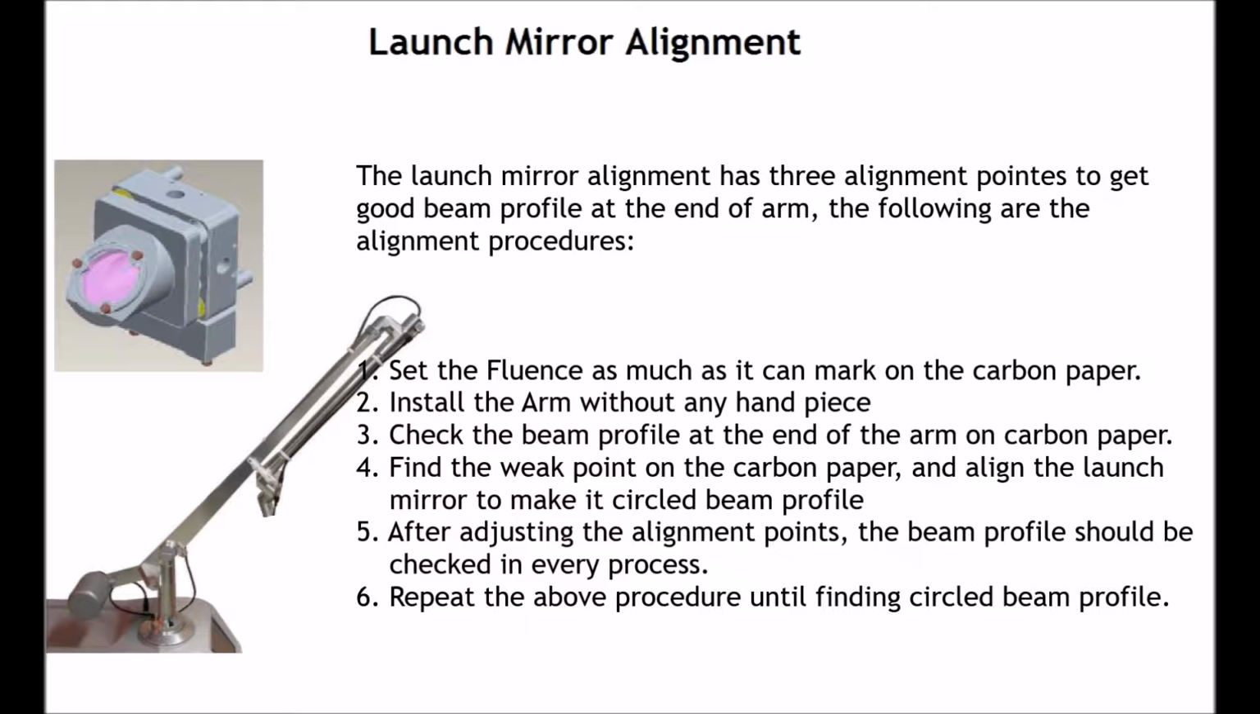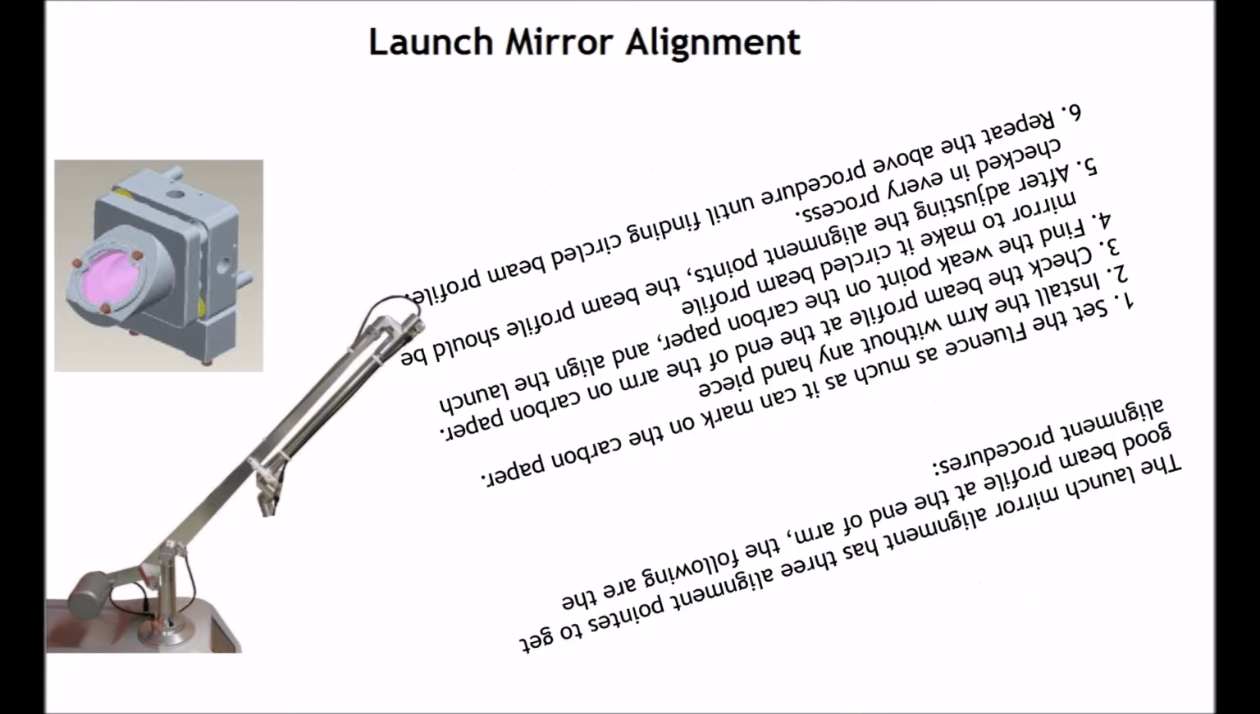3. Check the beam profile at the end of the arm on carbon paper. 4. Find the weak point on the carbon paper and align the launch mirror to make it circled beam profile. 5. After adjusting the alignment points, the beam profile should be checked in every process. 6. Repeat the above procedure until finding circled beam profile.